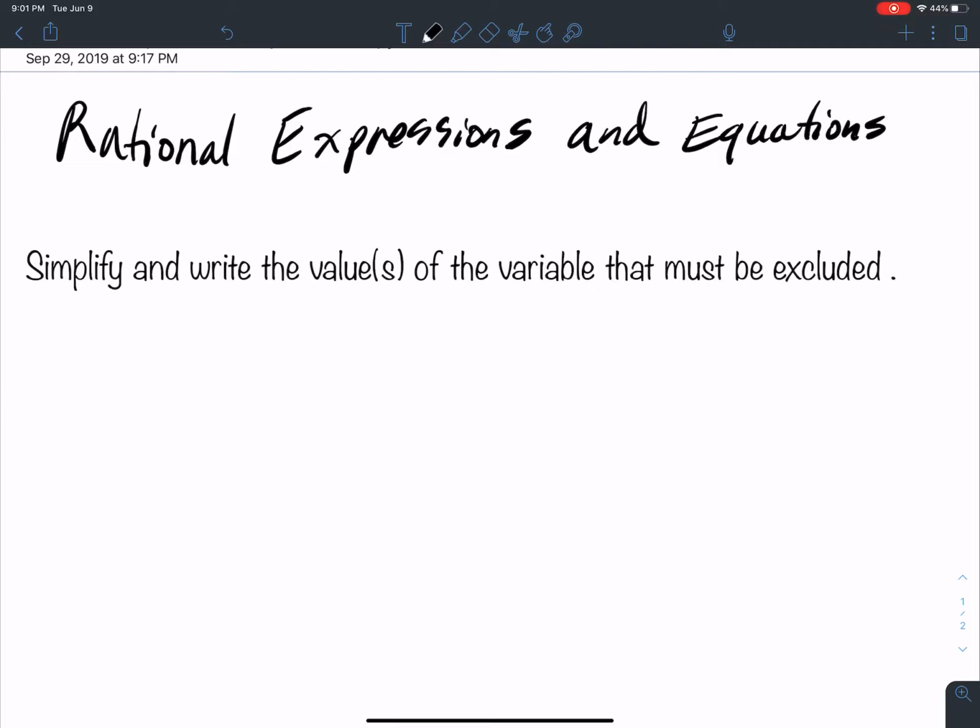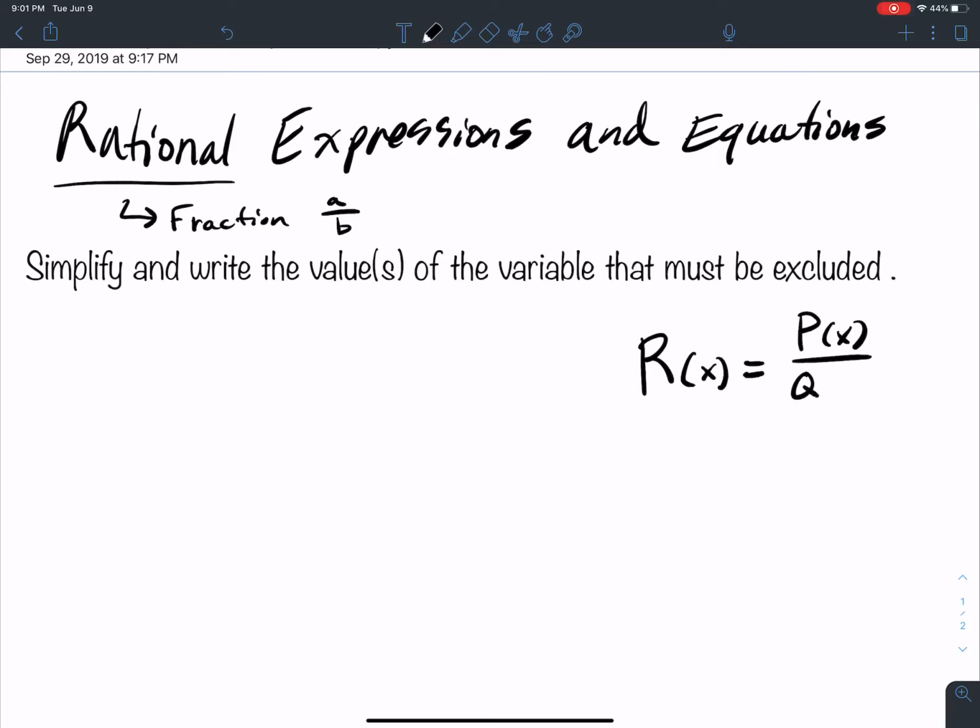In this video, we're going to talk about rational expressions and equations. Okay, so rational is a fancy word for fraction, like a divided by b, fraction there. So in these problems, a rational is defined to be r of x, a polynomial p of x divided by another polynomial q of x.